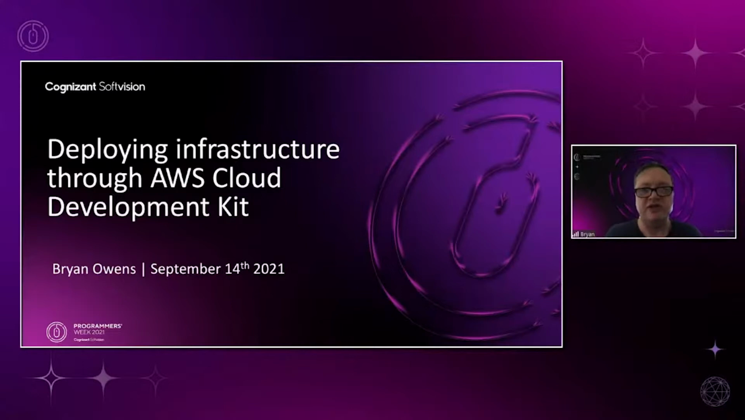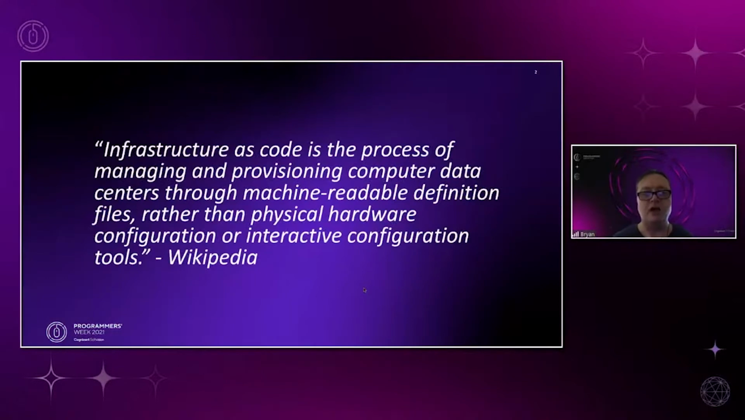Today I will be speaking about deploying infrastructure through AWS Cloud Development Kit. I don't know if you all are familiar with a topic in DevOps referred to as infrastructure as code. It is defined in Wikipedia as managing and provisioning computer data centers through machine-readable definition files rather than through physical hardware configuration or interactive configuration tools.